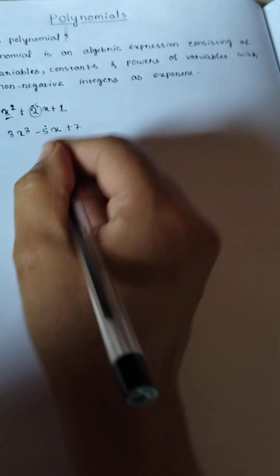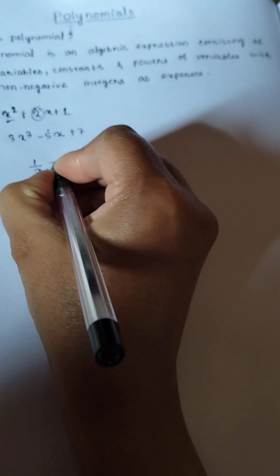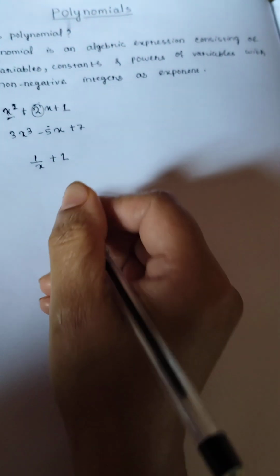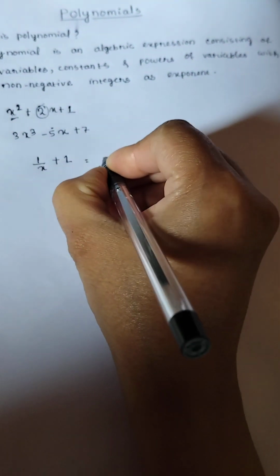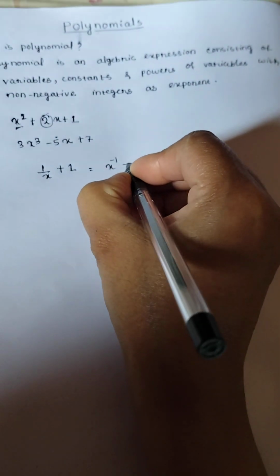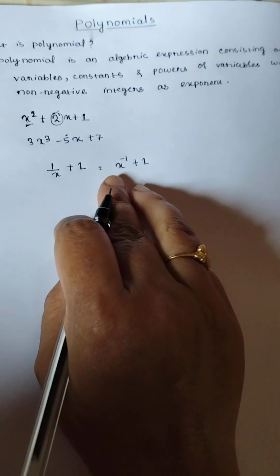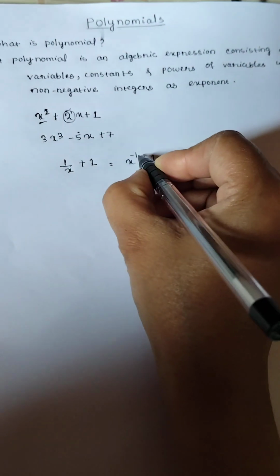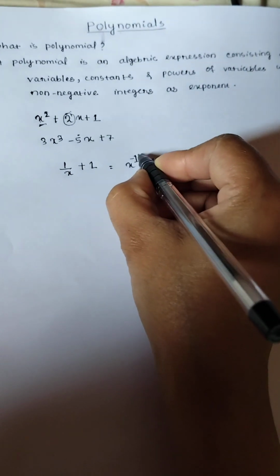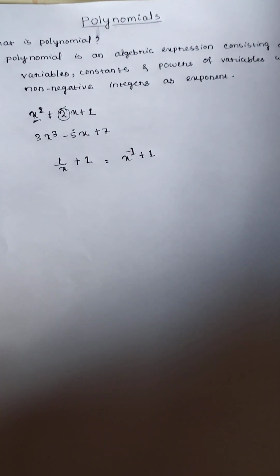Like for an example, 1 by x plus 1. So is this a polynomial? No, this is not a polynomial. Why? Because here the power of x is -1. So polynomial should have non-negative integers as exponent. Here the exponent is a negative integer. That's why it is not a polynomial.